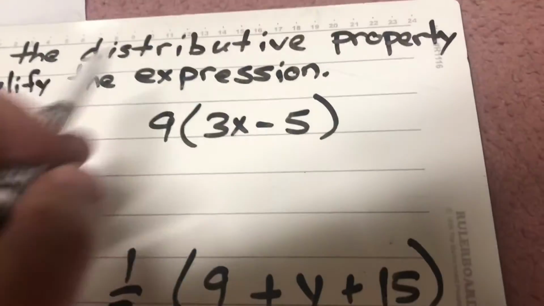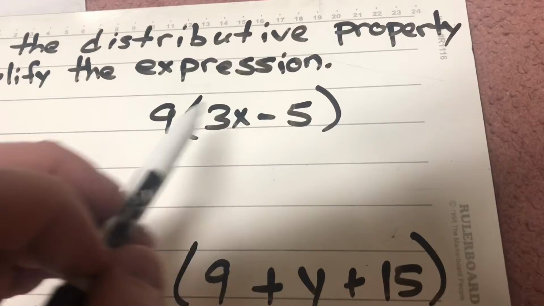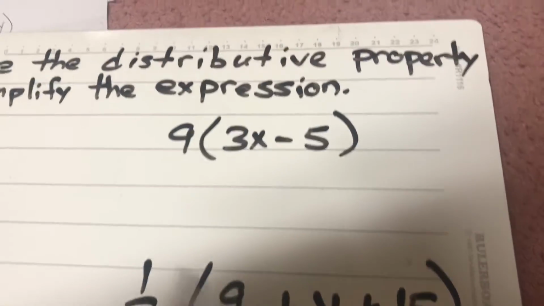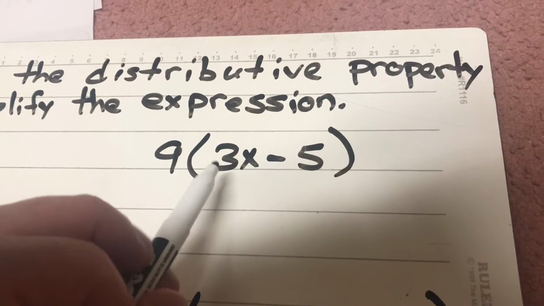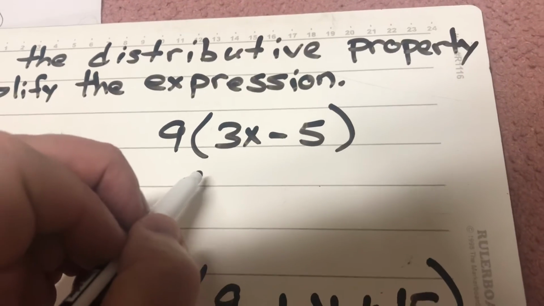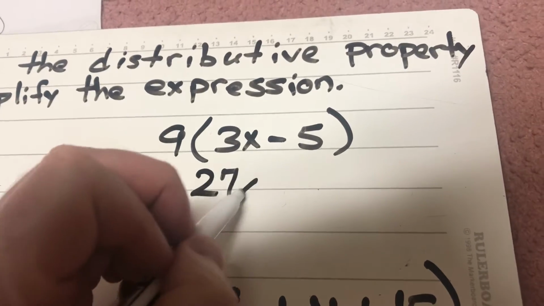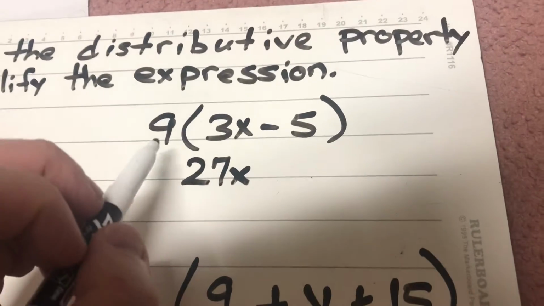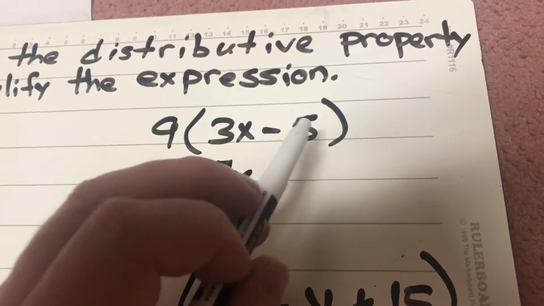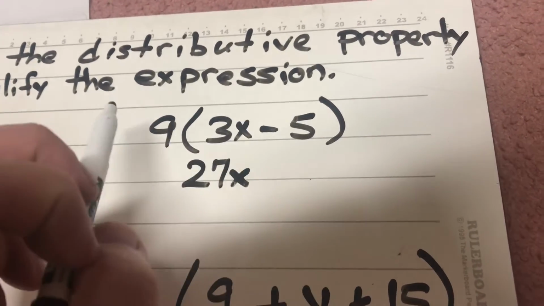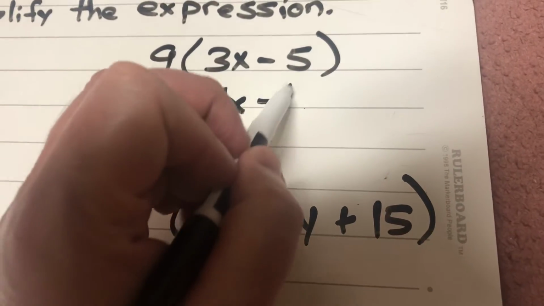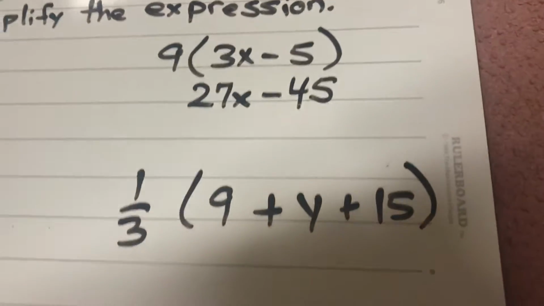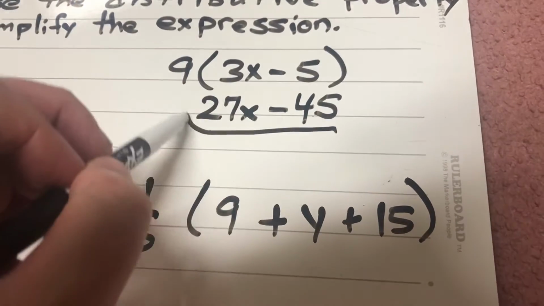9, and then 3x minus 5 in parentheses. Well, a number right next to parentheses means multiplication. So I'm going to think 9 times 3x. Well, 9 times 3 is 27. So 9 times 3x is 27x. Then I do 9 times a minus 5, or negative 5. 9 times 5 is 45. So this is going to be 27x minus 45. That's going to be that simplified expression.